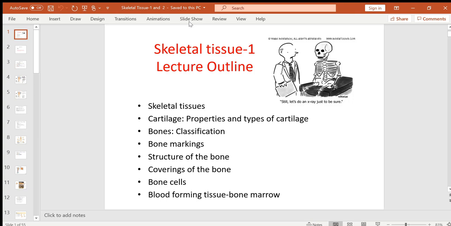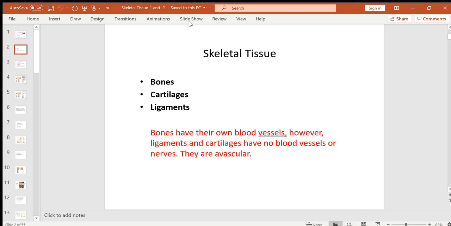Then we'll talk about the skeletal tissue structures: cartilages, bones, and different types of bone markings, structure of the bone, covering of the bone, different types of cells in the bone, and bone marrow. So the structures that are formed by the skeletal tissue are bones, cartilages, and ligaments. And you know that these are the structures present in the skeleton. Cartilages and ligaments help to connect the bones to each other.